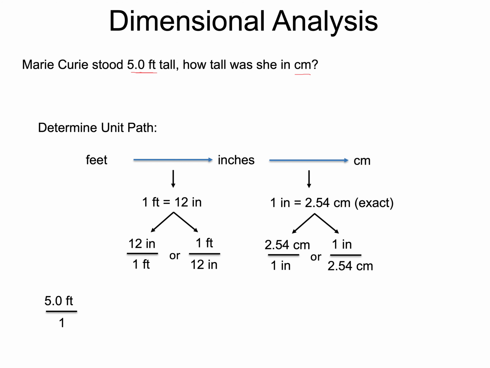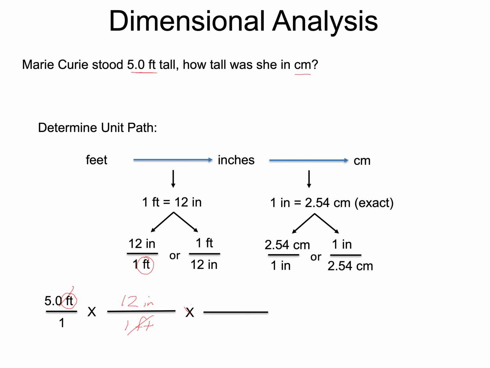5.0 feet over 1. We're going to multiply it times our first conversion factor of feet to inches, and we're going to choose the fraction that has feet in the denominator, which is this one right here. So we'll put 12 inches in the numerator, 1 foot in the denominator, and our feet unit will cancel.